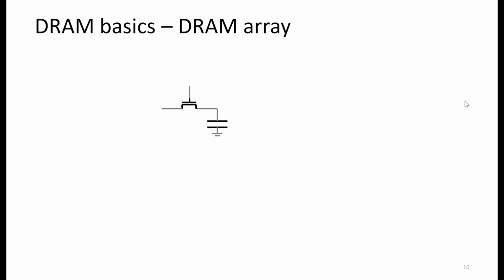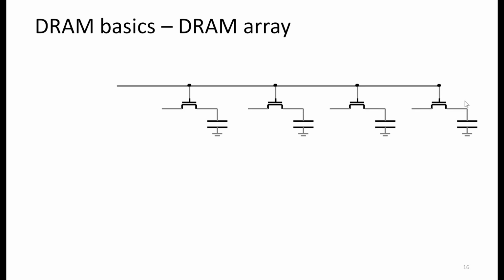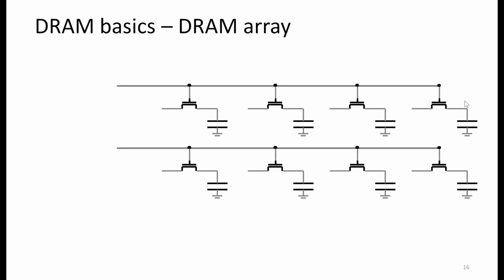Let's say this is our DRAM cell, capacitor and transistor, and we have an array of such DRAM cells. The gate terminals of all these cells, which are in one row, are connected to a single wire. And let's say we have multiple such rows, and the drain terminals of these access transistors are now commonly connected to a single sense amplifier.